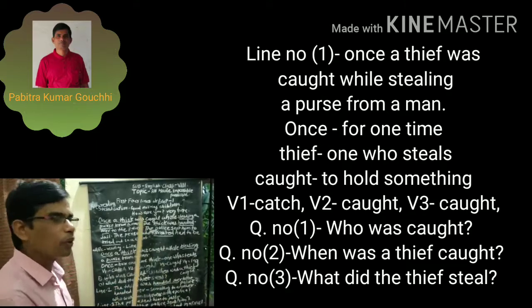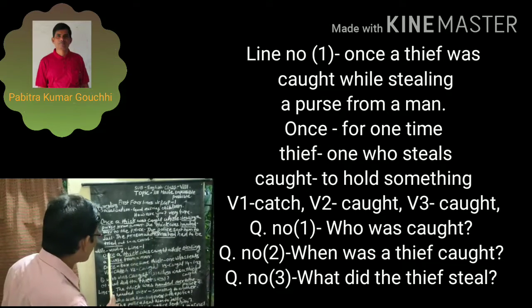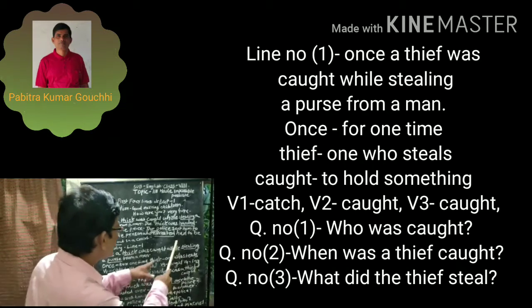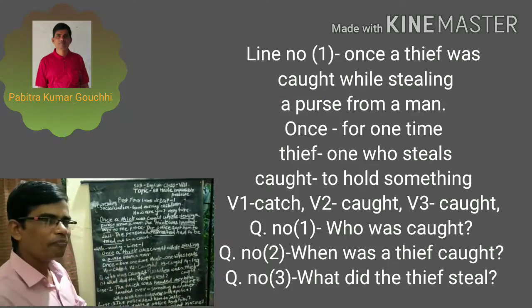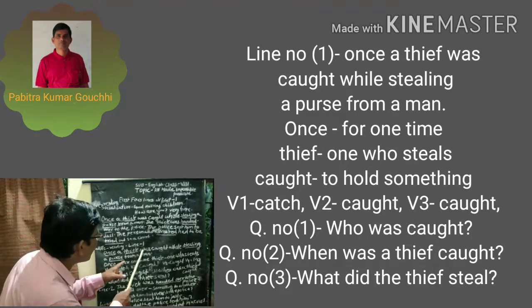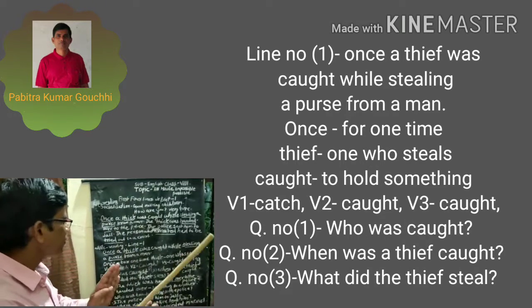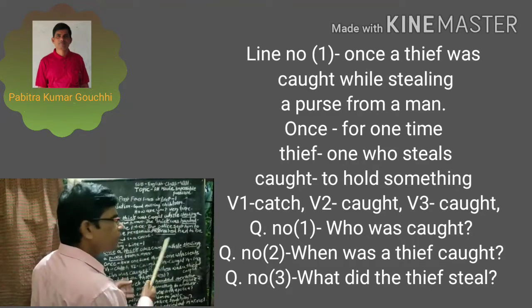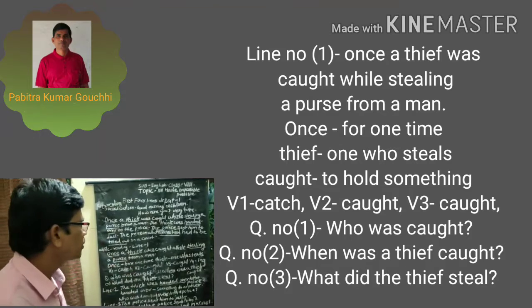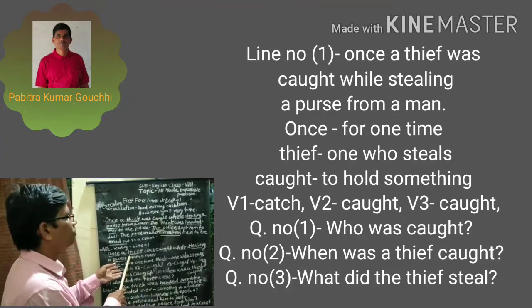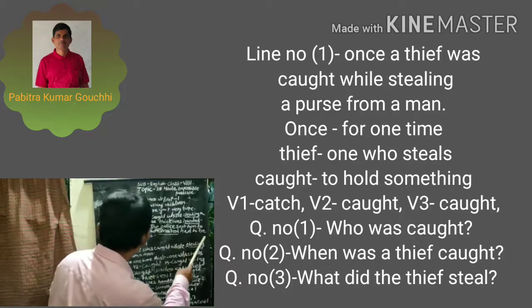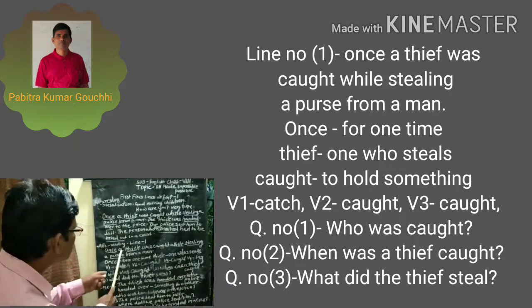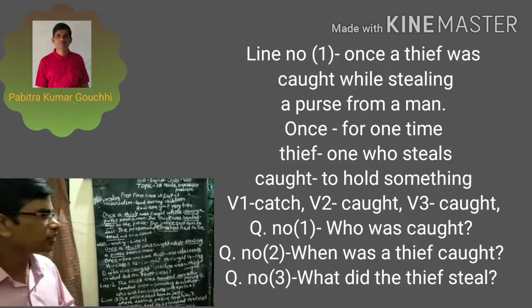Turn it into simple sentences. Once a thief was caught. Another sentence: he was stealing a purse from a man. Once a thief was caught. Now there was a thief. He was caught. He was caught means someone caught a thief. When? When he was stealing a purse from a man. Then who was caught? A thief was caught.